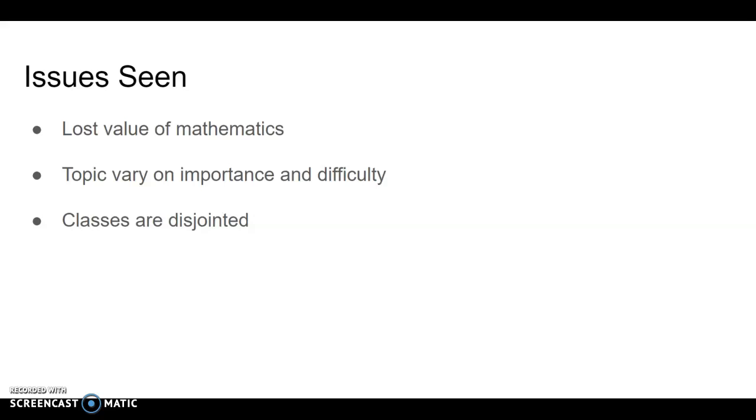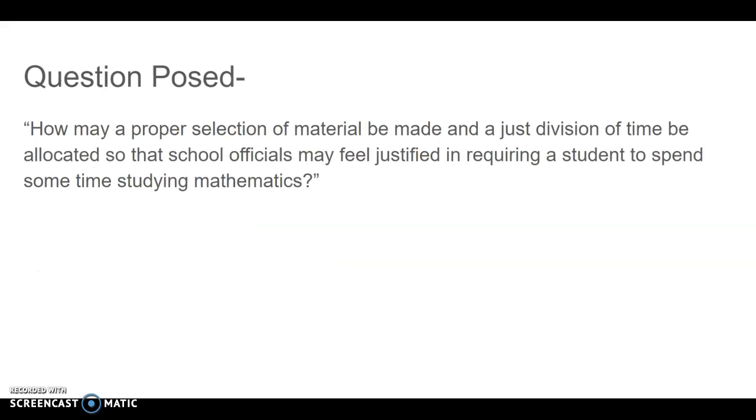So those are the issues that Reeve saw, as well as lack of preparedness for college. So students were going to college not at the level they'd want to be, or college professors felt like they were having to go over things that should have been done in high school. So Reeve proposed the question to us: how does a proper selection of material be made and a just division of time be allocated so that school officials may feel justified in requiring a student to spend some time studying mathematics? So basically, why do we teach mathematics, and how do we teach it well?